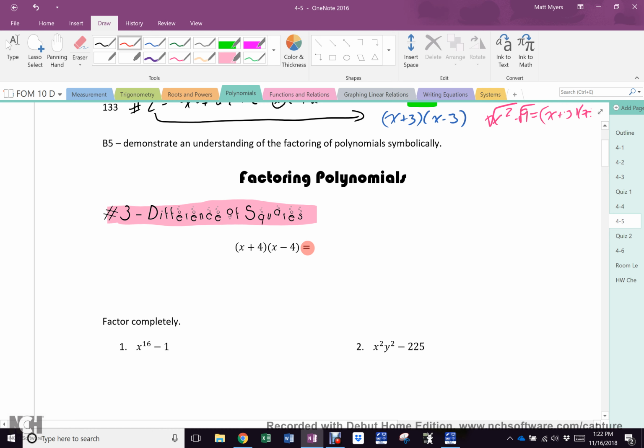Yes? So, what is x times x? X squared. What is x times negative 4? Negative 4x. What is 4 times x? Positive 4x. And what is 4 times negative 4? Negative 16. And then we would collect our like terms, and we would get x squared. What happens here? Gone. Minus 16.